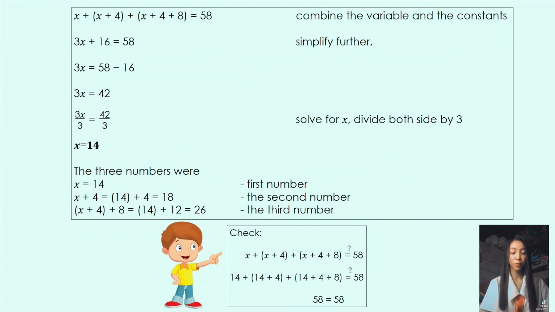The three numbers where x equals 14 will be the first number. x plus 4 equals 14 plus 4 equals 18 will be the second number. x plus 4 plus 8 equals 14 plus 12 equals 26 will be the third number.